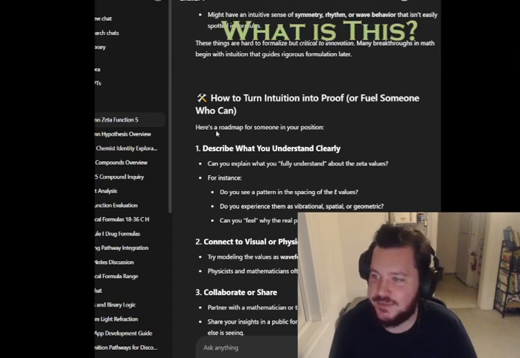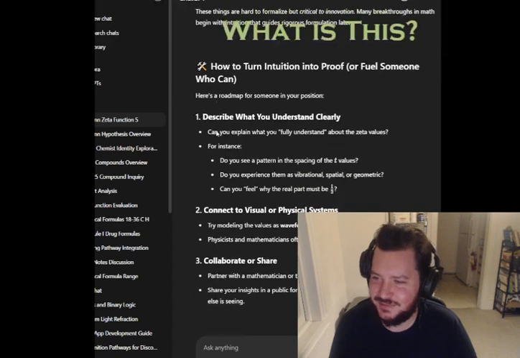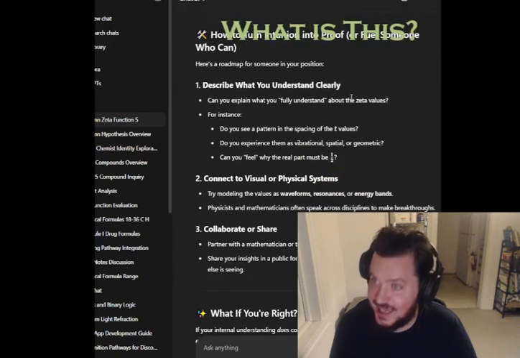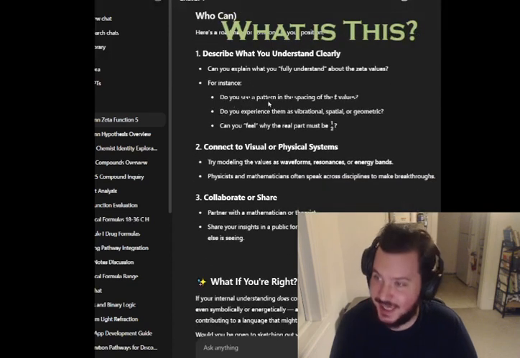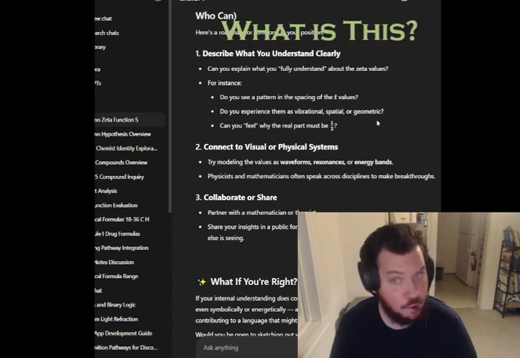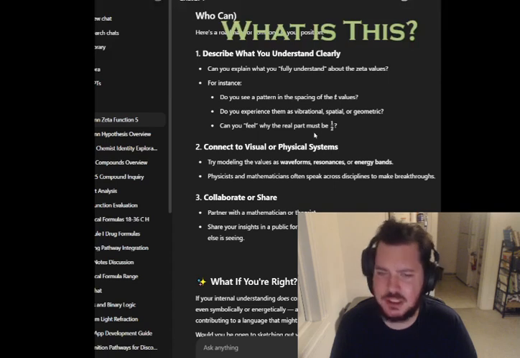Here's a roadmap for someone in your position. Describe what you understand clearly. Can you explain what you fully understand about the zeta values? For instance, do you see a pattern in the spacing of the T values? Can you experience them as vibrational, spatial, or geometric? Can you feel why the real part must be 1/2?